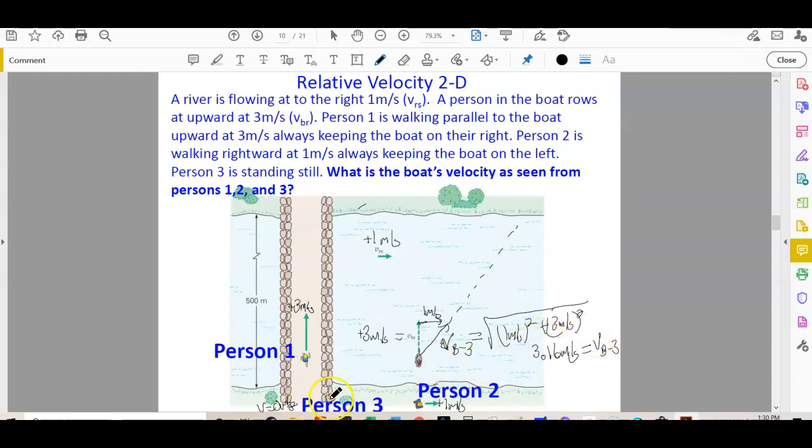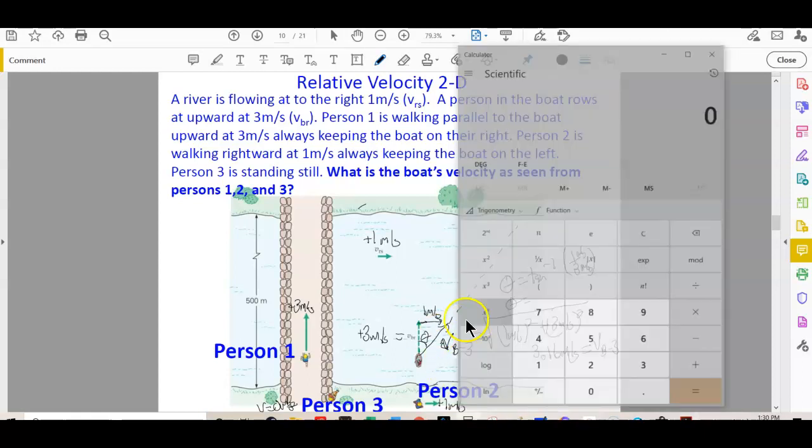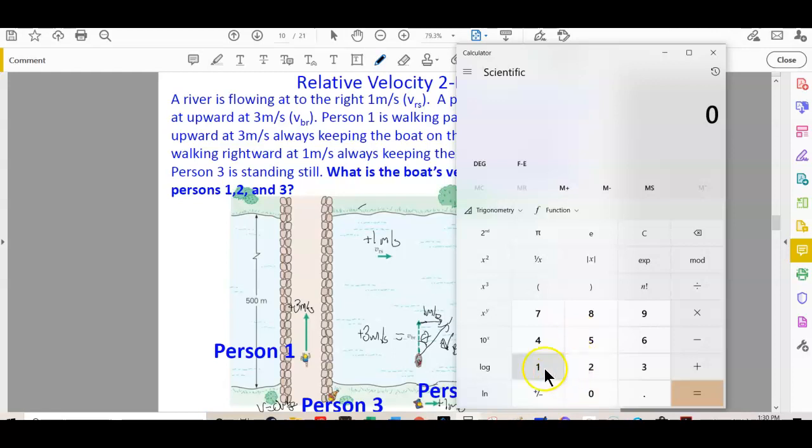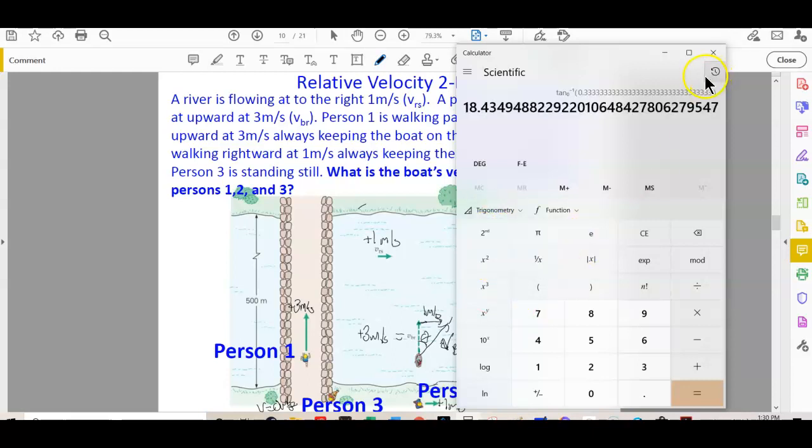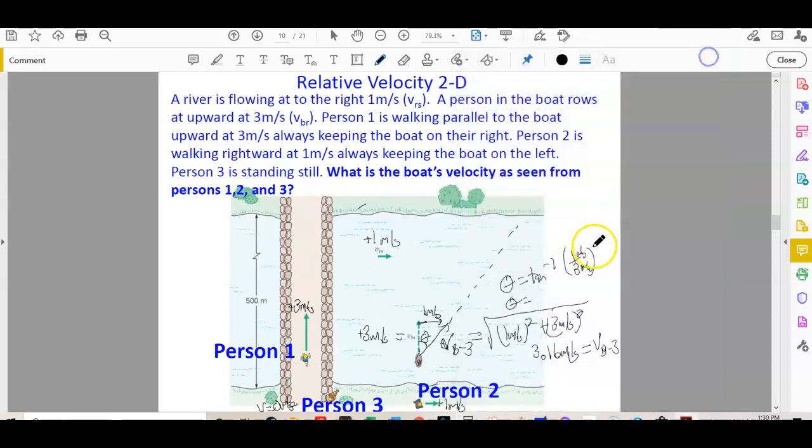Okay, so person number 3 is standing here. They're seeing the boat moving up and to the right, and they're going to see it moving at this angle theta, and that angle theta is going to be the inverse tangent of opposite over adjacent. Opposite that angle is this side, which is 1, divided by 3. 1 meter per second divided by 3 meters per second. So that angle theta is going to be, let's see here, pull up my calculator again. 1 divided by 3 equals 0.3333, and then we do the inverse tangent of that, which is 18.43 degrees.